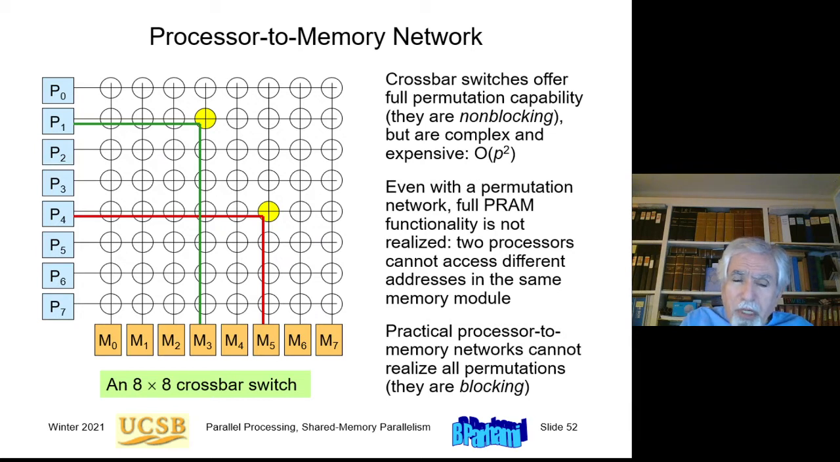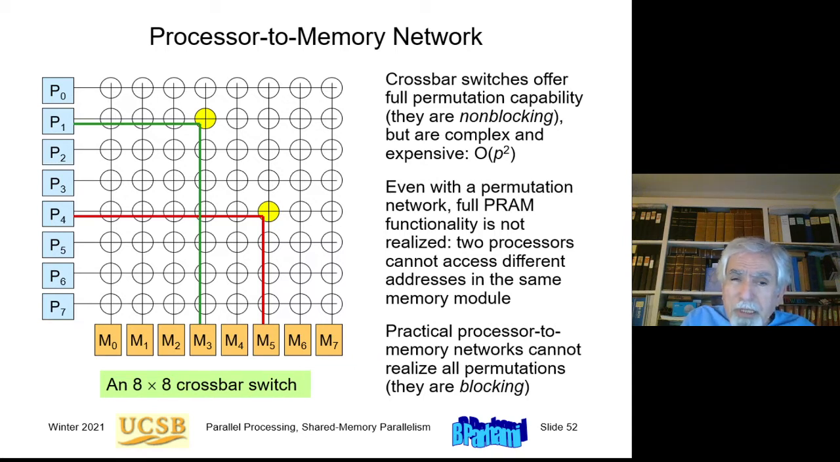Okay, so any permutation pattern is routable through such a crossbar switch, where a permutation means that processors 0, 1, 2, 3, 4, 5, 6 access some permutation of the memory modules. So for example, P0 accesses M7, P1 accesses M3, P2 accesses perhaps M1, and so on. So a permutation of these numbers 0 through 7 defines the memory access pattern.